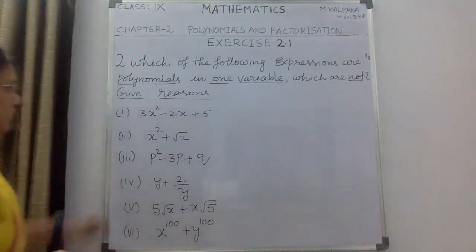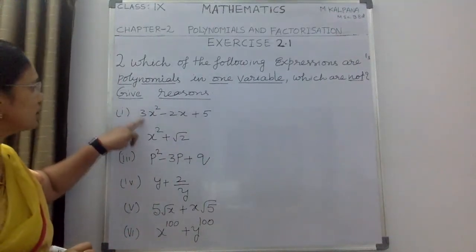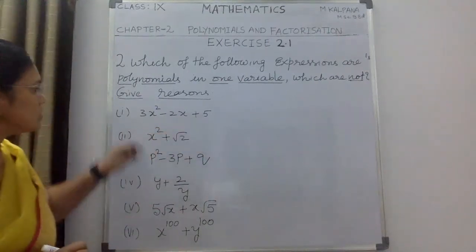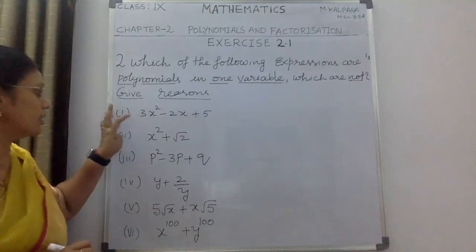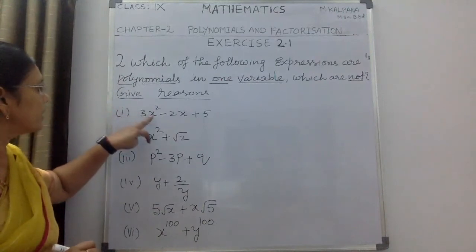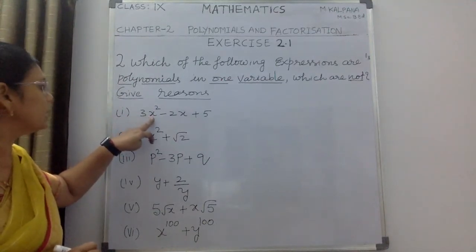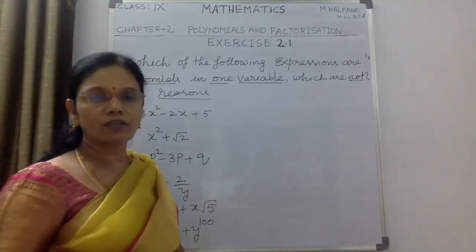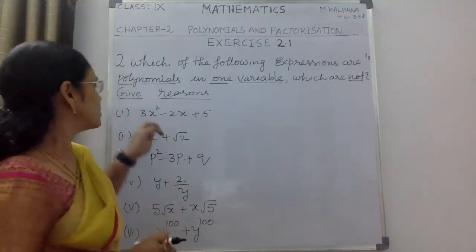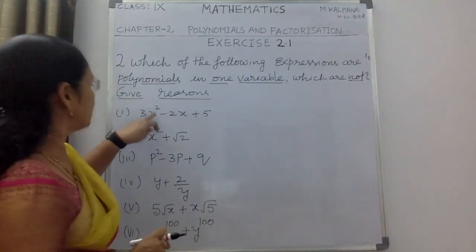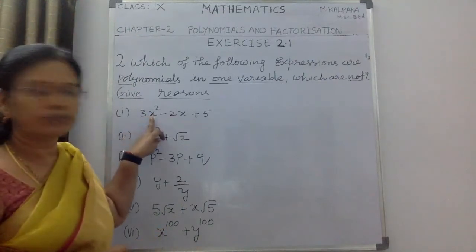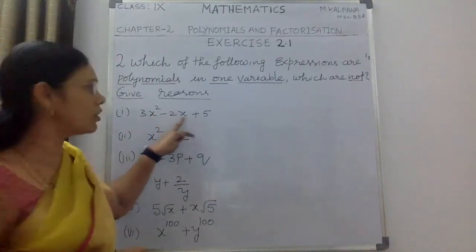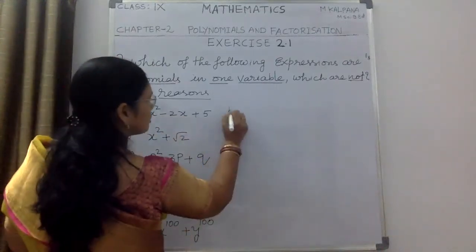So here let us take the first expression 3x square minus 2x plus 5. If you observe this expression, it is a polynomial. Why? Because every variable is containing non-negative integral power. So it is a polynomial, we know that. And how many variables are there? Only x is there. It is a polynomial with one variable.